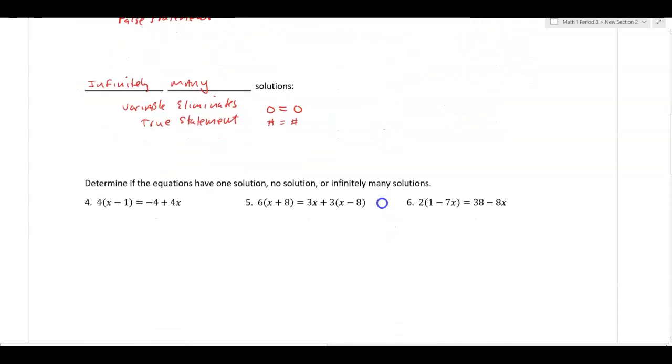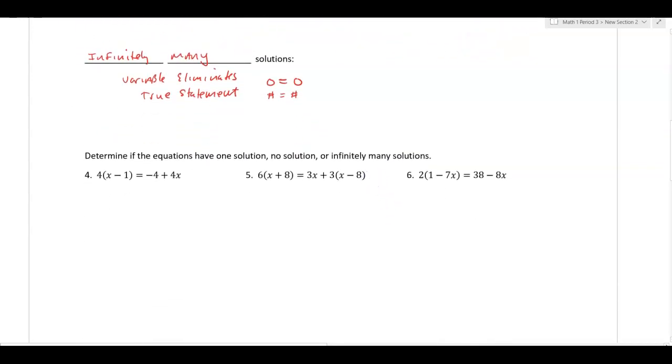So let's look at 3 more examples here. When I solve an equation, the first thing I do is simplify each side. So 4 times x is 4x, 4 times negative 1 is negative 4, equals negative 4 plus 4x. If I write this with the x term first, it's positive 4x, then negative 4, so I'm going to subtract 4. And if you look, the left side is identical to the right side.